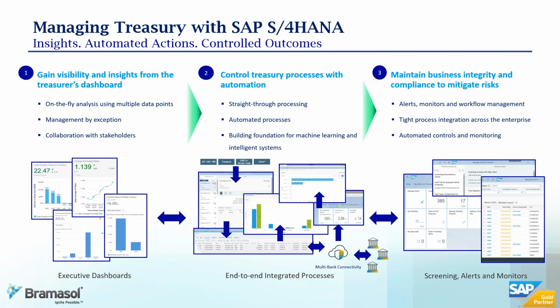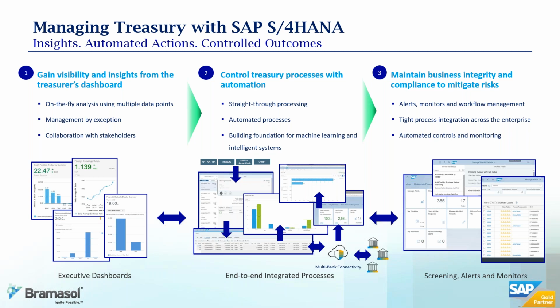Really managing treasury with SAP S/4HANA is all about insights, automated actions, controlled outcomes, right? So it's number one about visibility. How do you really understand where you are and where you're going? And if we think about the idea of the number one most punishing thing on Wall Street, it's about missing guidance. It's about not having accurate forecasts.